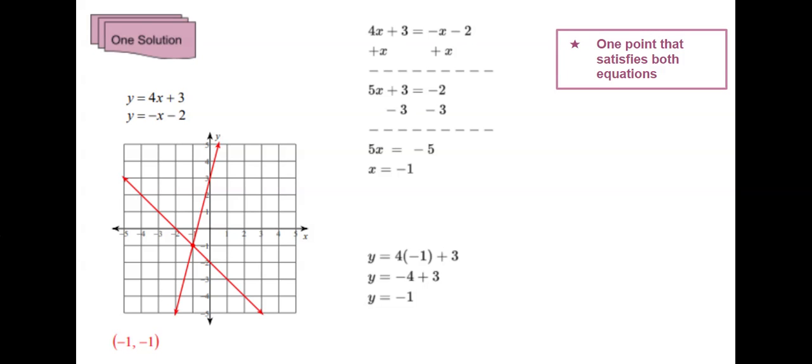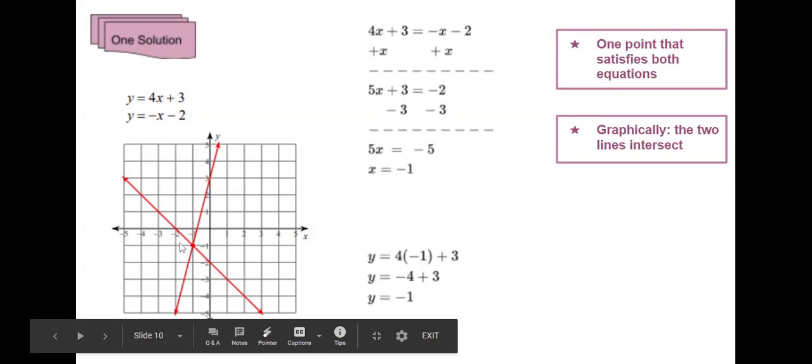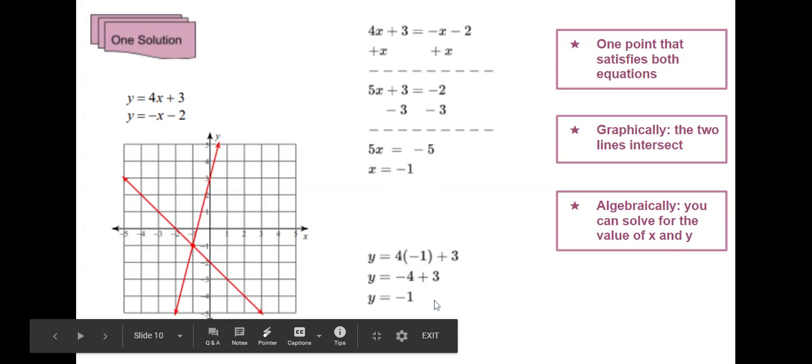Graphically, that means there's one point that satisfies both equations and the two lines intersect at that point. For these two equations, it's the point -1, -1. And algebraically, you can solve for the value of x and y. This is the solution to both equations, and when we solve it algebraically, we first get a value for x, and we use that value of x to find the value of y. You're going to pause the video now and type these three big ideas onto your note sheet.